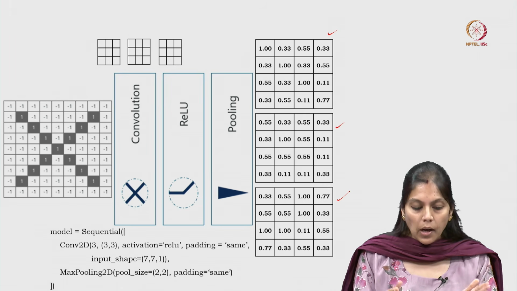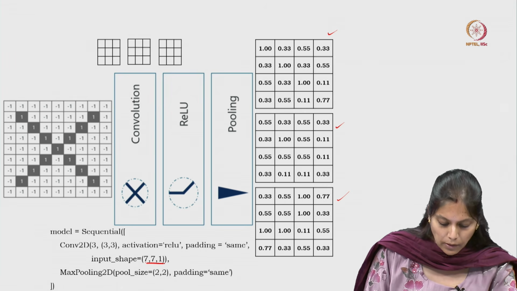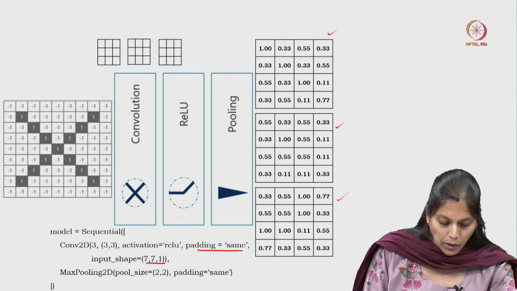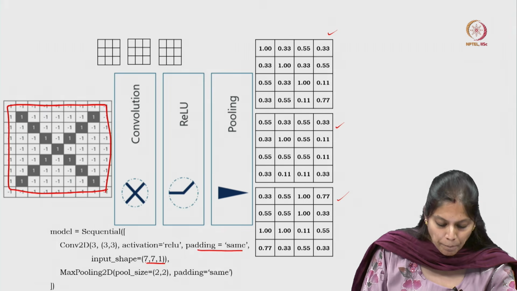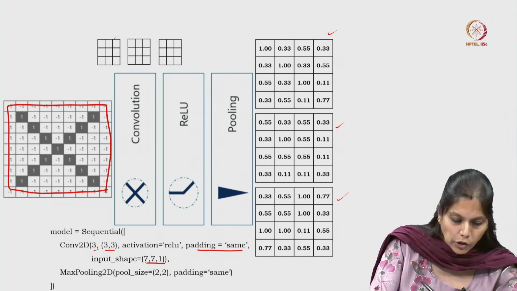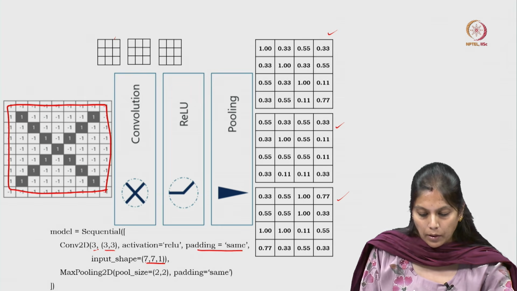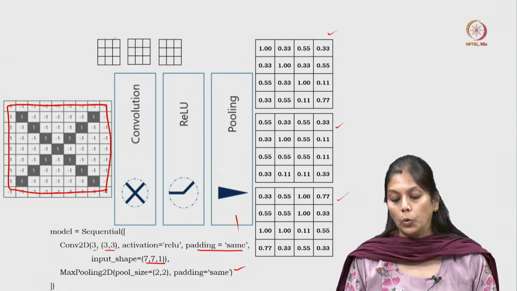To do this, how are we writing the code? Input size here is 7 cross 7 cross 1, and then padding equal to same. That is the reason you see that a padding layer is applied. ReLU activation, 3 cross 3 filter, and 3 such filters have been applied. And for the pooling, this is the line of code.